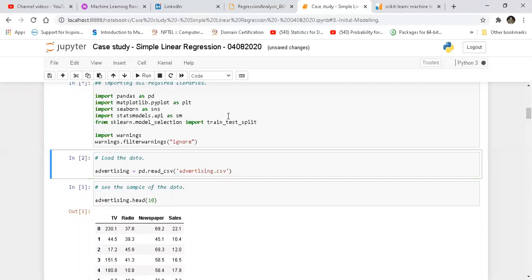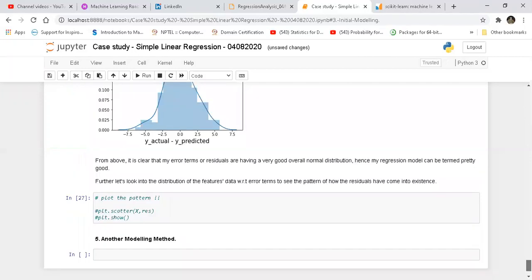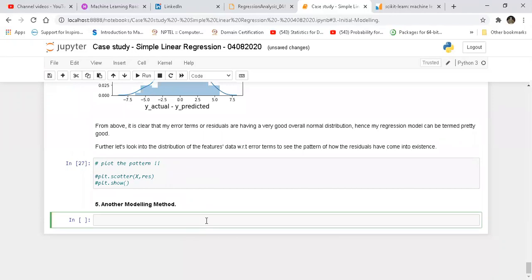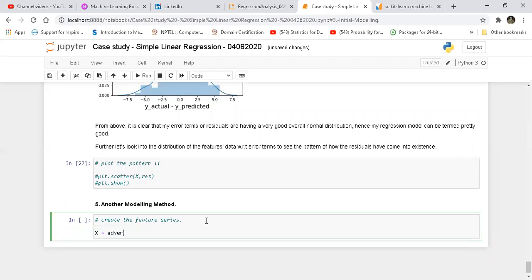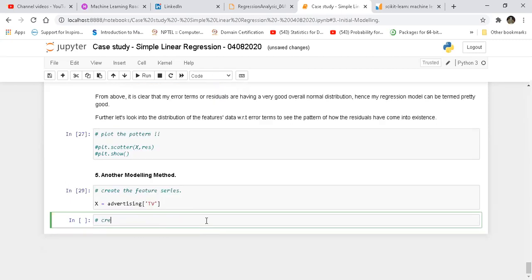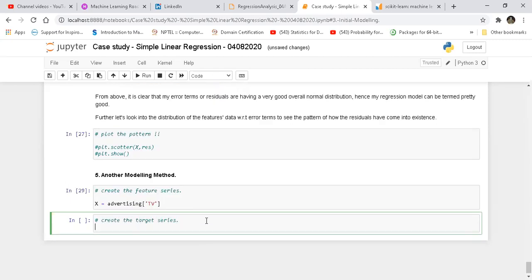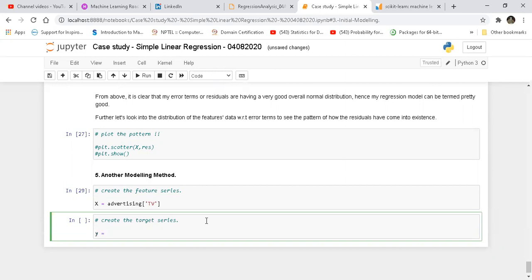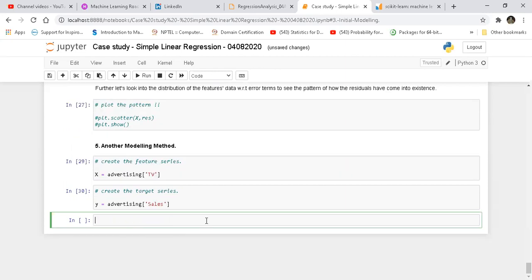This method, train_test_split, is actually going to give me the ability so that I can break down my data into training data and testing data. I'll again start from scratch and create the feature series. So X is equal to advertising, and then the variable was TV, right? Then I'm going to create the target series, right? So Y is going to be, let's say, advertising sales, right?